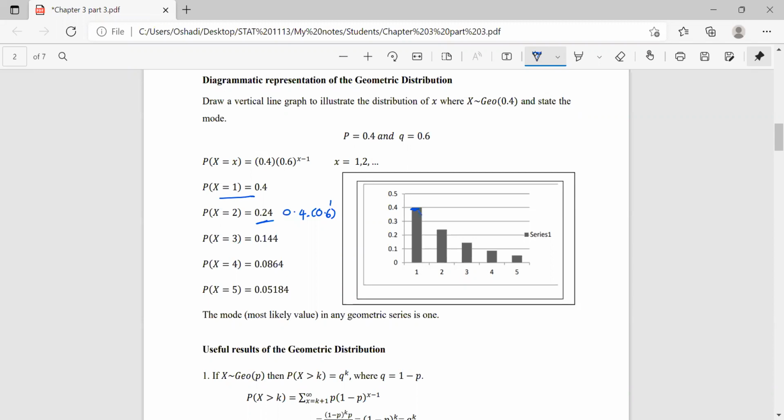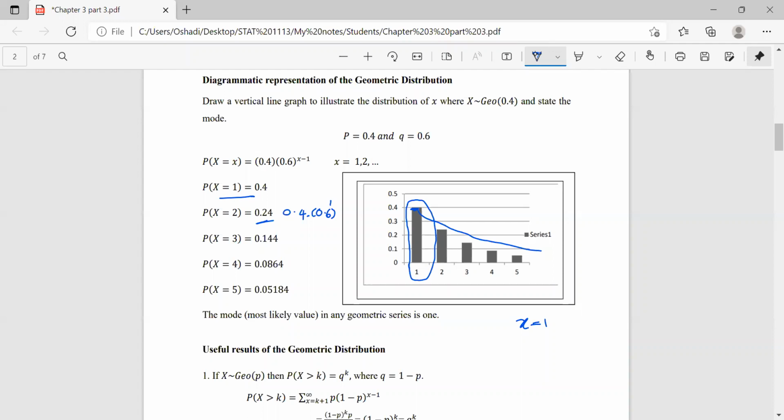Then we can draw this line graph or the bar graph, right? So when we find the mode, the mode is the most likely value to occur, right? So always the x value with the highest probability is the mode, the most likely value. Here, always in the geometric distribution, the mode becomes 1. That means x equals 1.